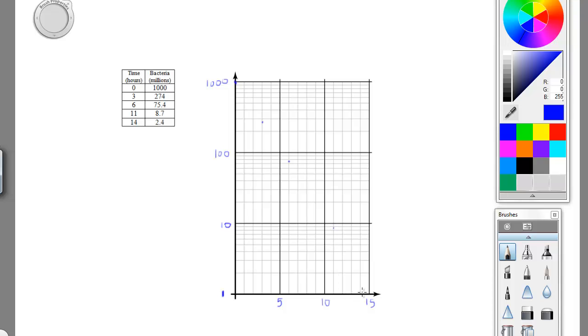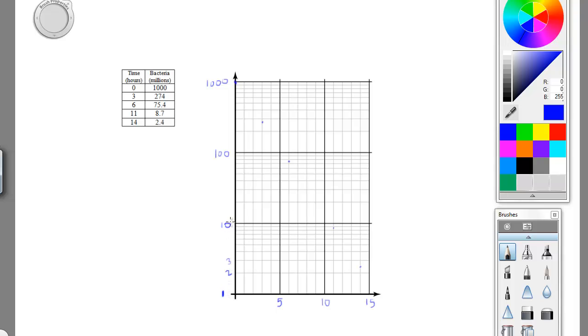And then over 14 and up 2.4. I almost made that mistake. Remember that this line is 1, and so the next line is 2. And this one is 3. And 9's the one up here, almost close to 10.